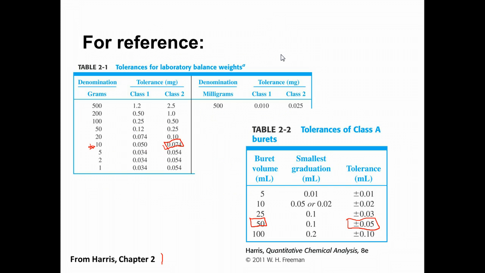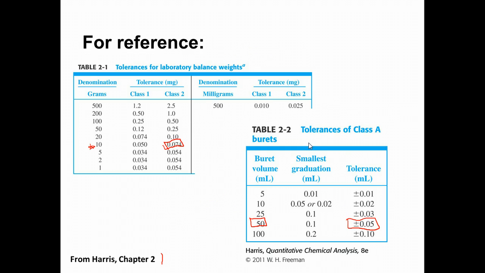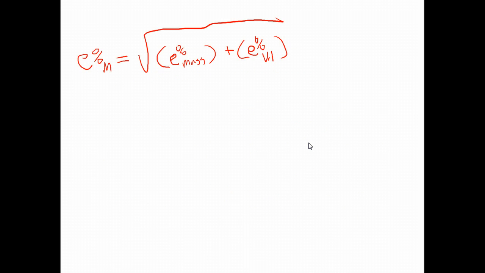And if you remember, way back when I started this, technically we would also have a percent error from our molecular weight, but I said we're going to make the assumption that it's a negligible error, and they actually go through that in Harris chapter 3.4 and 3.5 and look at the error associated with molecular weight, and you'll see that it is very negligible. So, okay.